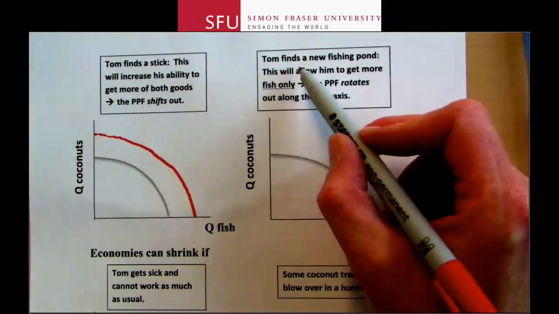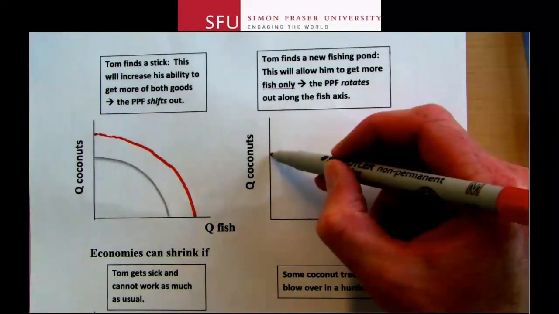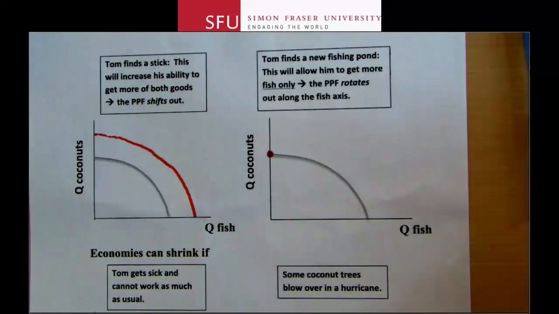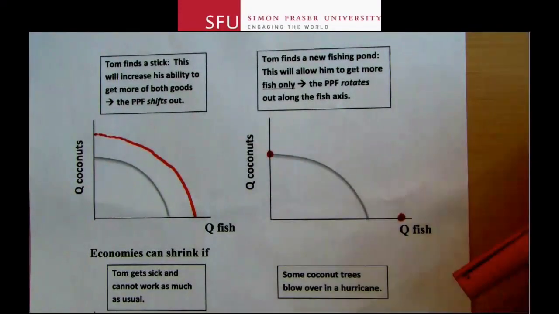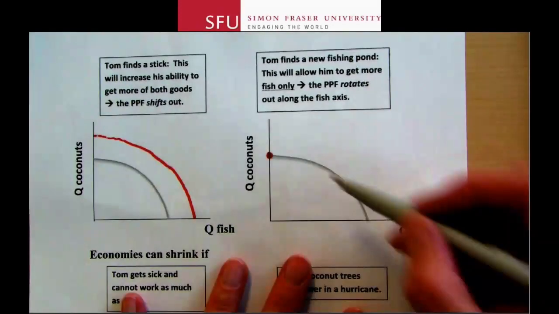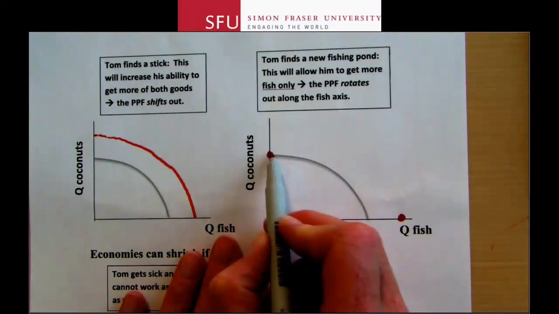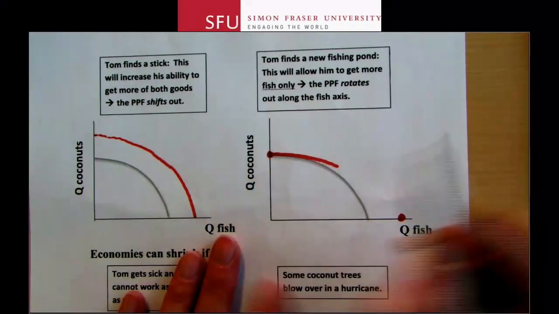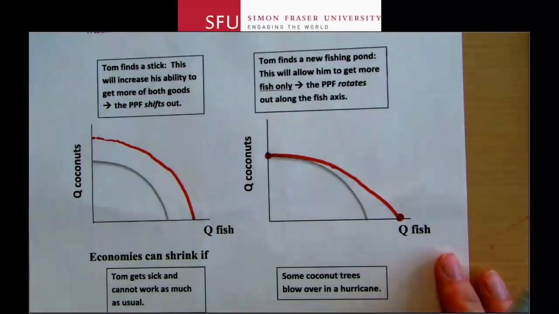Next one, Tom finds a new fishing pond. Okay, so obviously that is not going to change coconut production. Coconut production will stay the same, but it will increase fish production. So this would be what we call a rotation of the curve, where all the points are moving to the right, but not up. So when you draw a rotation, you have to be careful not to draw it moving up at all, just to the right.